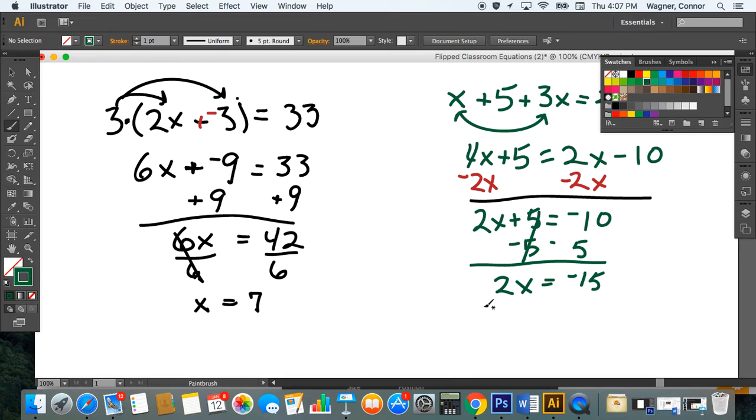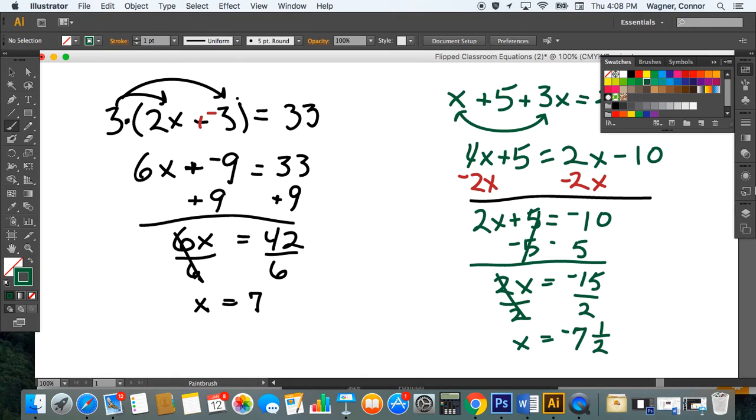What do we do now? Well, we got to divide by 2. And we're left with x equals, remember 2 over 2 is 1, so 1x equals negative 15 divided by 2. 2 goes into 15 7 times with 1/2 left over. So there we are, everyone.